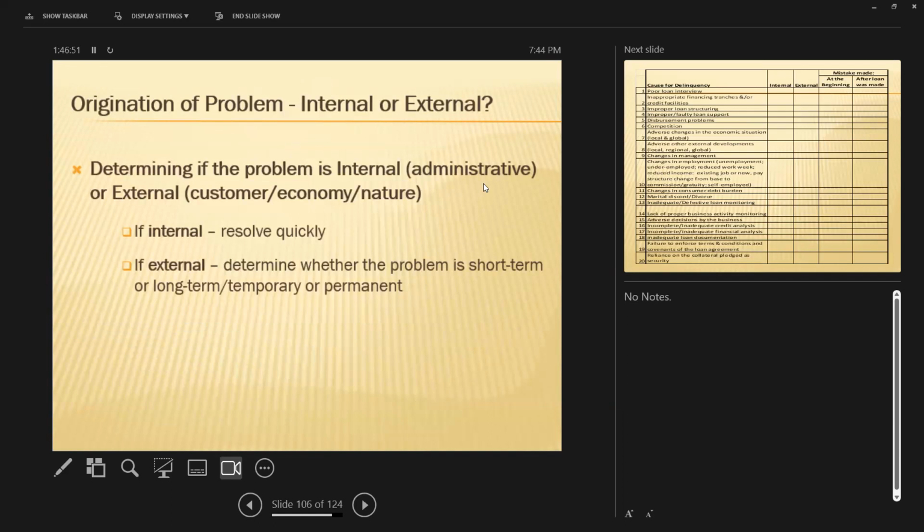So one of the first things you want to do is determine the origination of the problem. And I alluded to that when I was talking about reports. Is it an internal matter or an external matter? Internal means something went wrong in the bank, if it's an administrative problem. So determining if the problem is internal, administrative, the bank's fault, or is it external? Is it something to do with the customer, the economy, or nature?